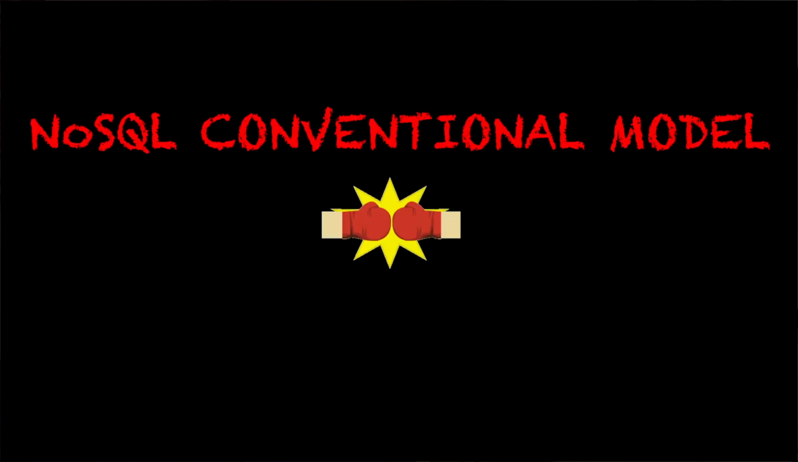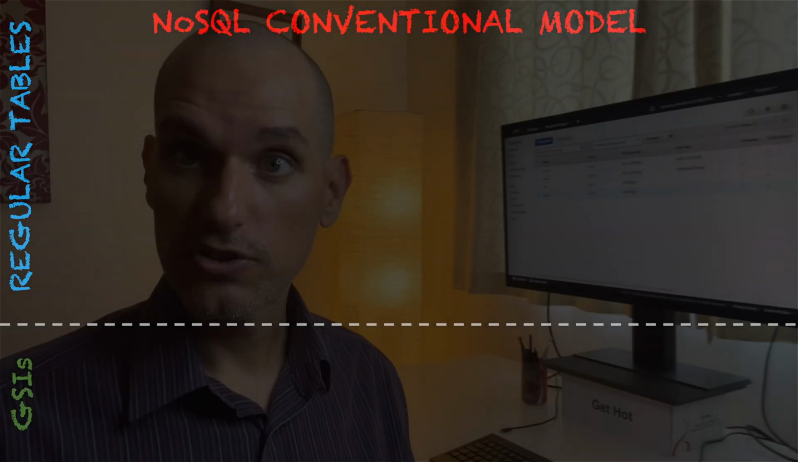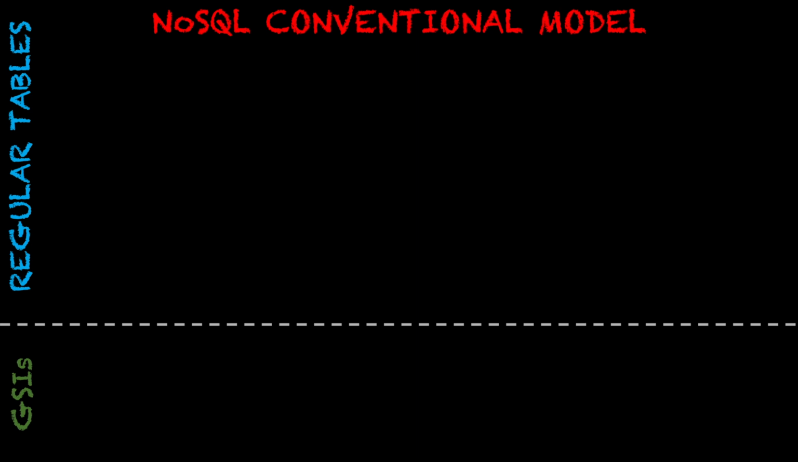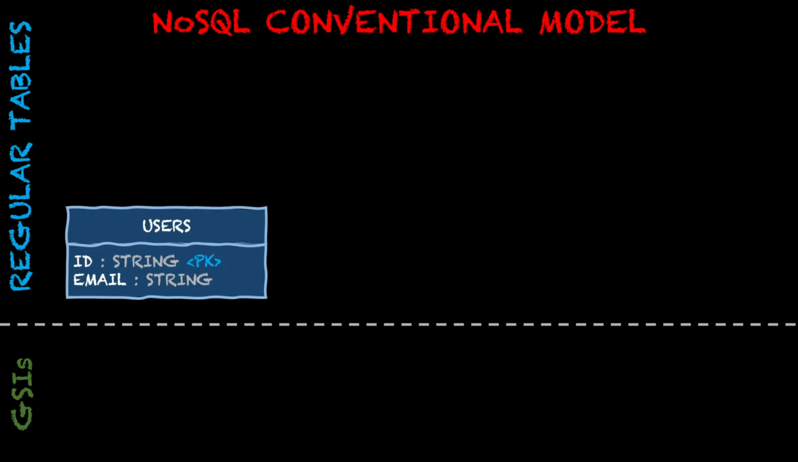There are many ways to skin a cat, and likewise many ways to model a database in DynamoDB. We will look at the pros and cons of following a conventional NoSQL approach versus a more relational kind of approach. Let's start with a NoSQL conventional model. First, we declare a table to store information about users, except for authentication details that we leave to the identity provider. Here, PK in brackets stands for partition key.